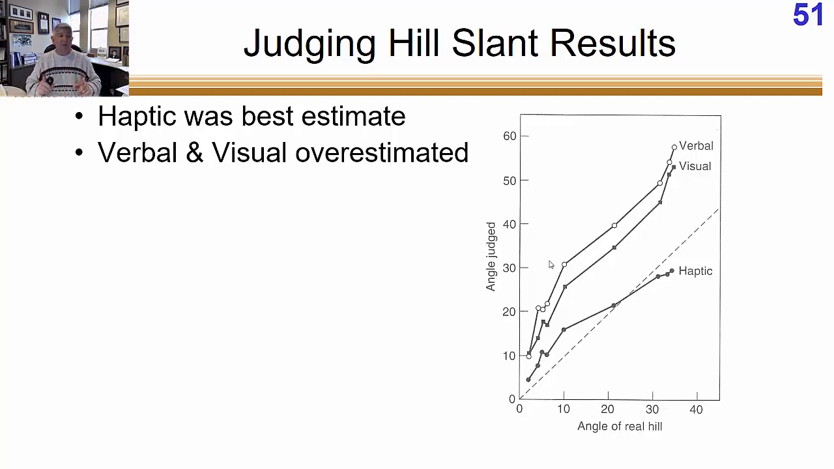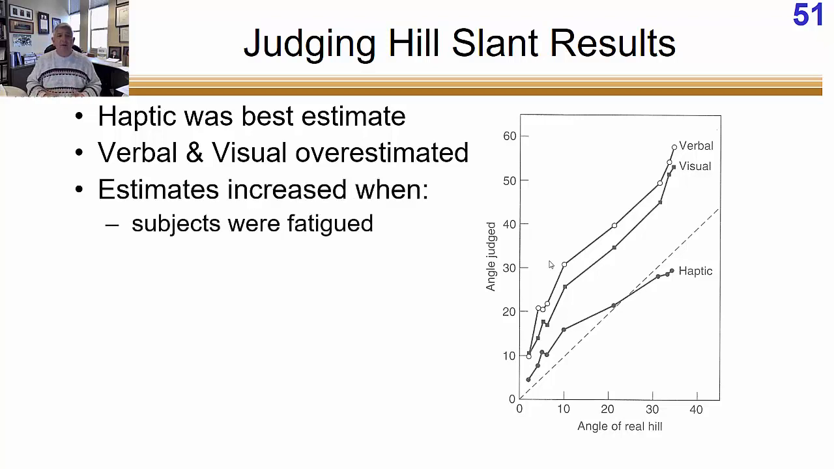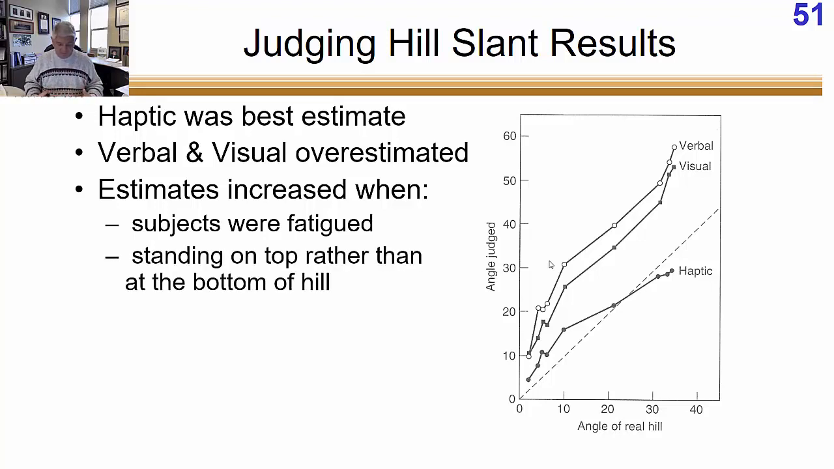Now, here's the interesting thing that Proffitt found out. Those estimates that are off, that are overestimated, they increased under certain conditions. So if he made the subjects go run 3 laps around the track and then do the estimates when they were tired, the hills became even taller, even bigger angles. And if they were standing on top of the hill looking down, which is a scarier proposition than standing at the bottom of the hill and looking up, you judge it as even steeper than if you're at the bottom.